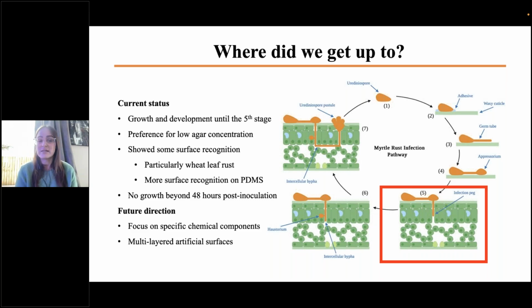But that's not surprising. I think it's going to need to focus more on specific chemical components and possibly even a multi-layered artificial media. These are a complex organism. They're not going to go through their entire asexual reproductive cycle on a simple media, but it has been a really good indication to see them being able to grow and have differences between the media that we've been testing.